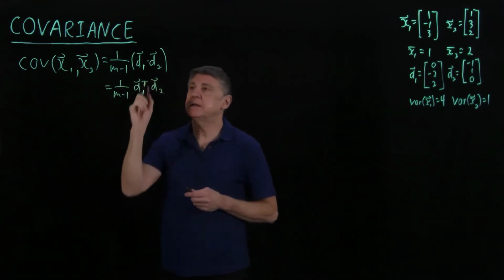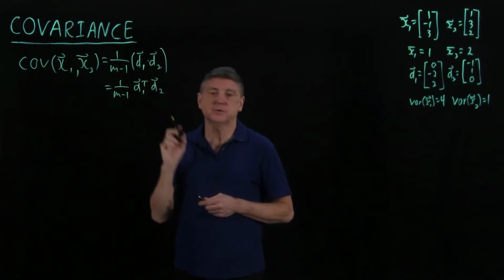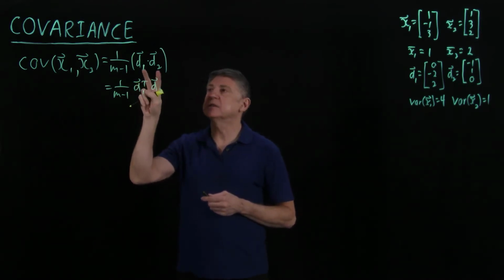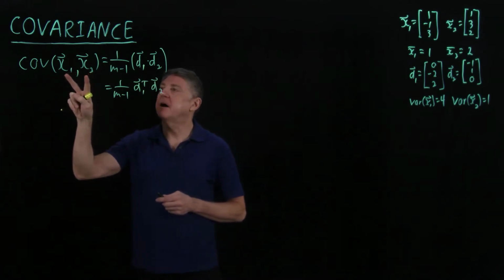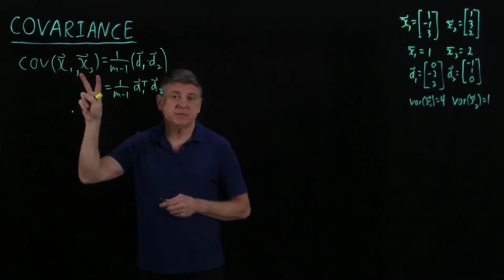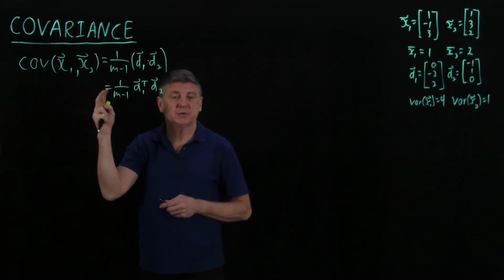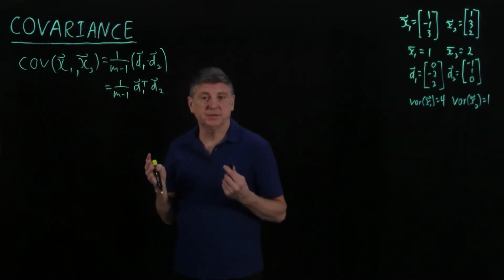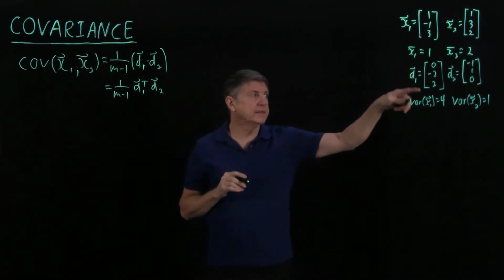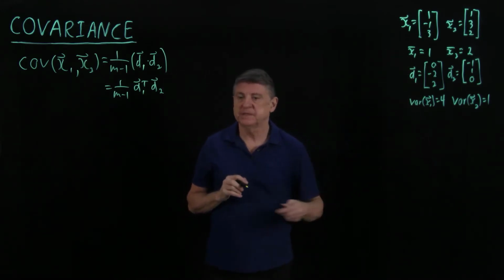And whether we write it in the dot product form or in the transpose form, we can immediately see that this is a symmetric function. If I take the covariance of x1, x2, that's the same as taking the covariance of x2, x1. So there's a symmetry that's present. Let's explore what that means for this data set.